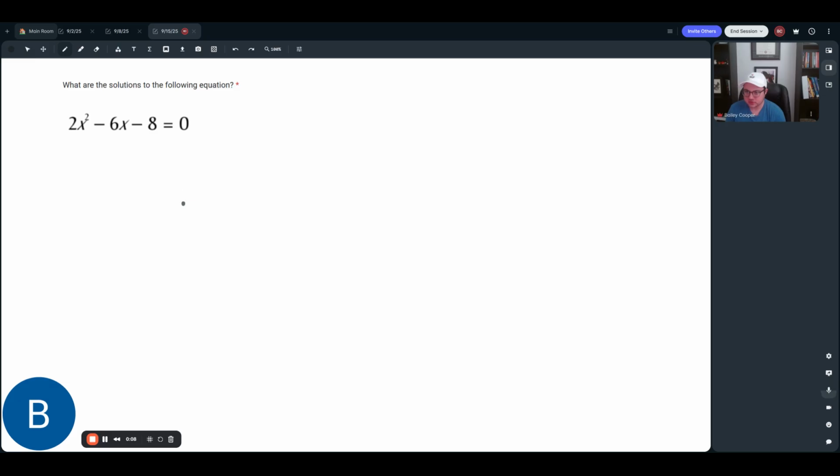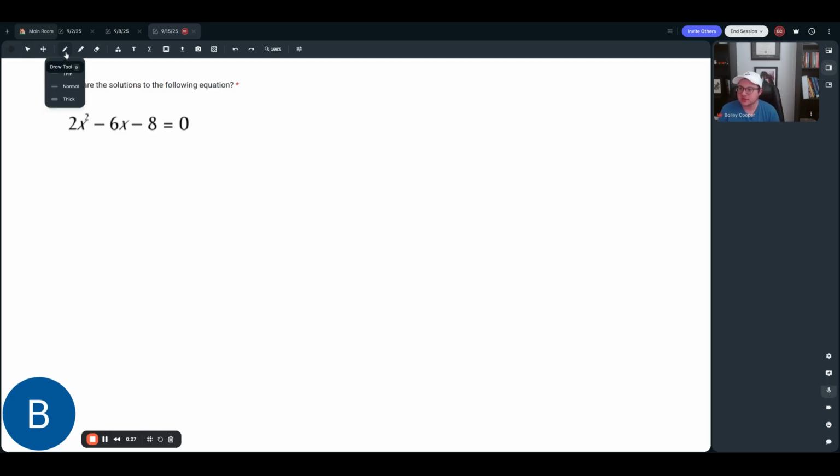It's asking what are the solutions to the following equation. The equation is 2x squared minus 6x minus 8 equals 0. There's actually two ways that you could do this. I'll show you both ways and you can choose your favorite. You're gonna need to know how to do both of them anyway, depending on the problem.